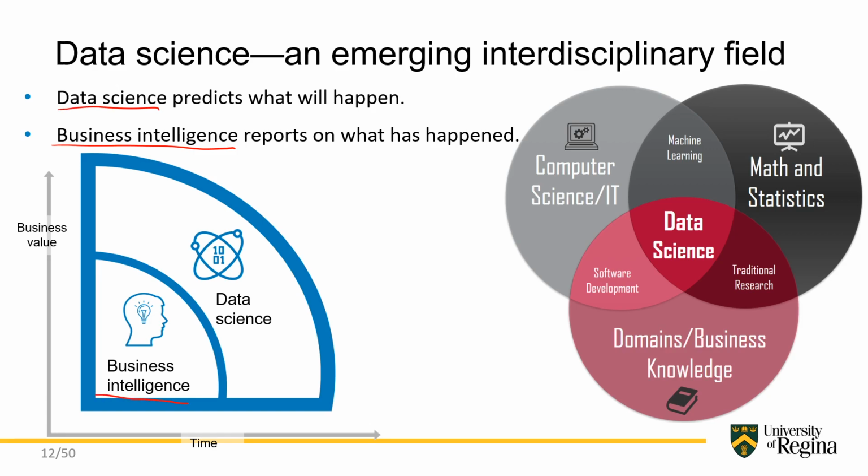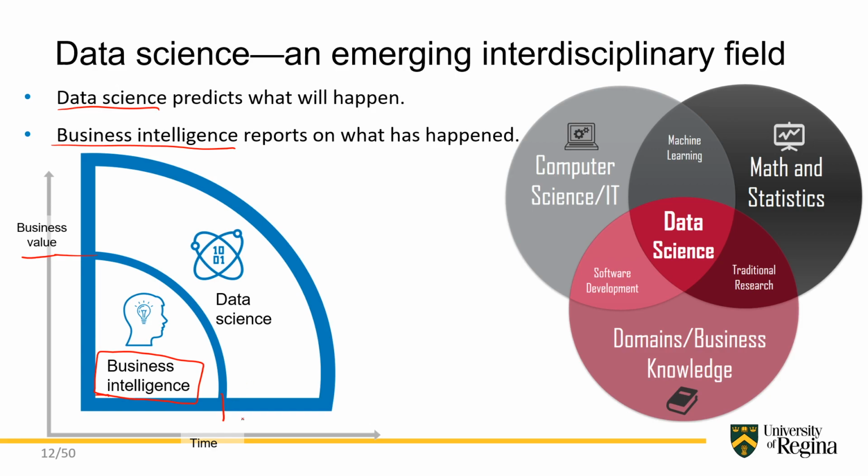So business intelligence talks about, if this is the current time, if this is now, then business intelligence is talking about what happened in the past. And the business value of that is limited, because past is past, right? We can't do anything about it.